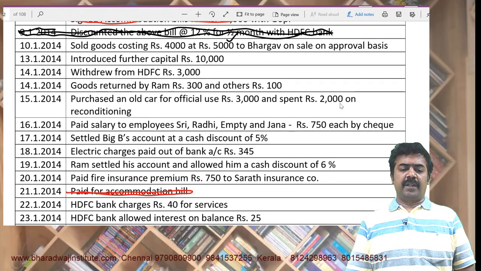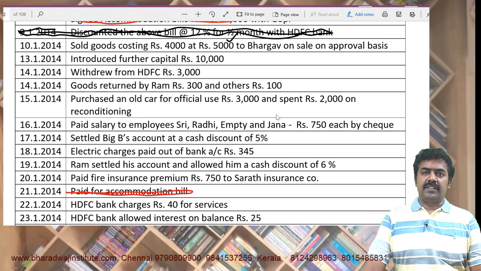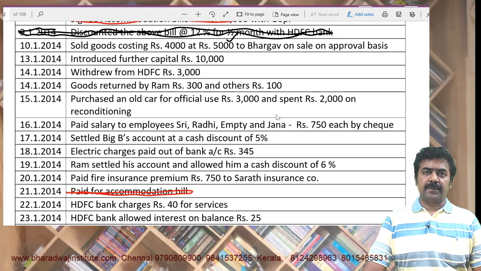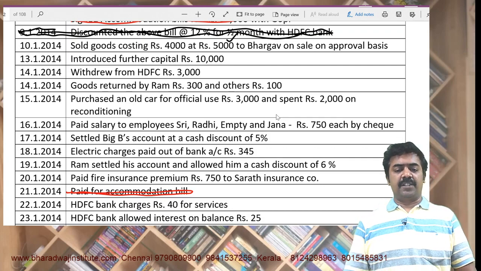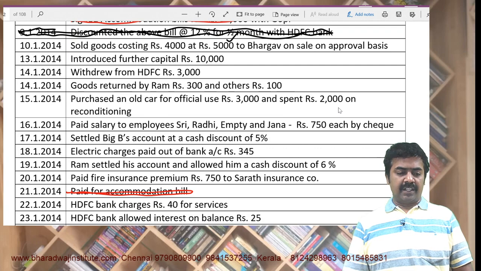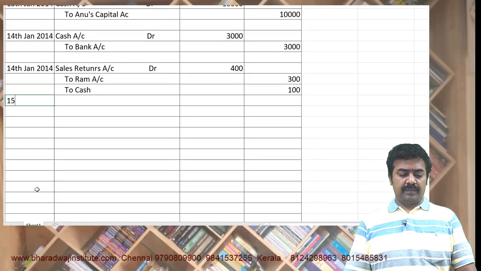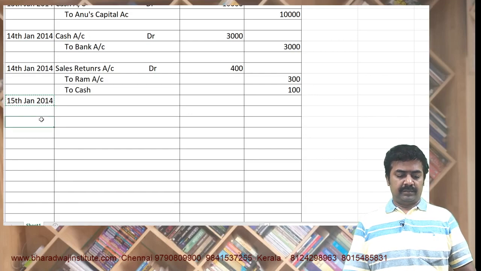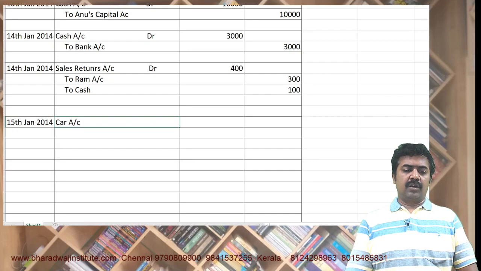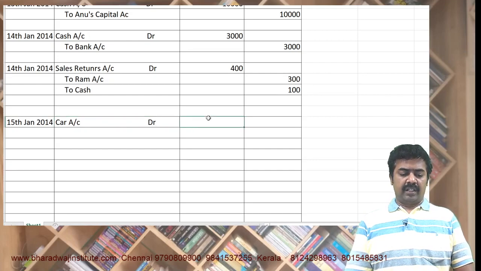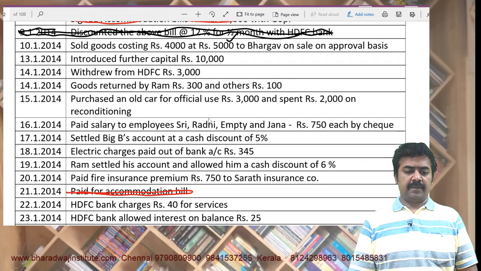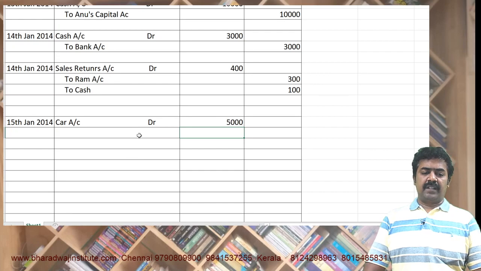Purchased old car for office use and spent 2,000 for reconditioning. So when you are purchasing a car for office use, is it a capital expenditure or a revenue expenditure? It is a capital expenditure. Whatever is spent before the asset is put into use is a capital expenditure. 3,000 plus 2,000, both are capital expenditure. 15th January 2014. Car account, or motor car account, you can put. Car account debit 5000. Is it paid by cash or cheque? Nothing is given, so we assume that it is spent in cash. Car account debit to cash 5000.